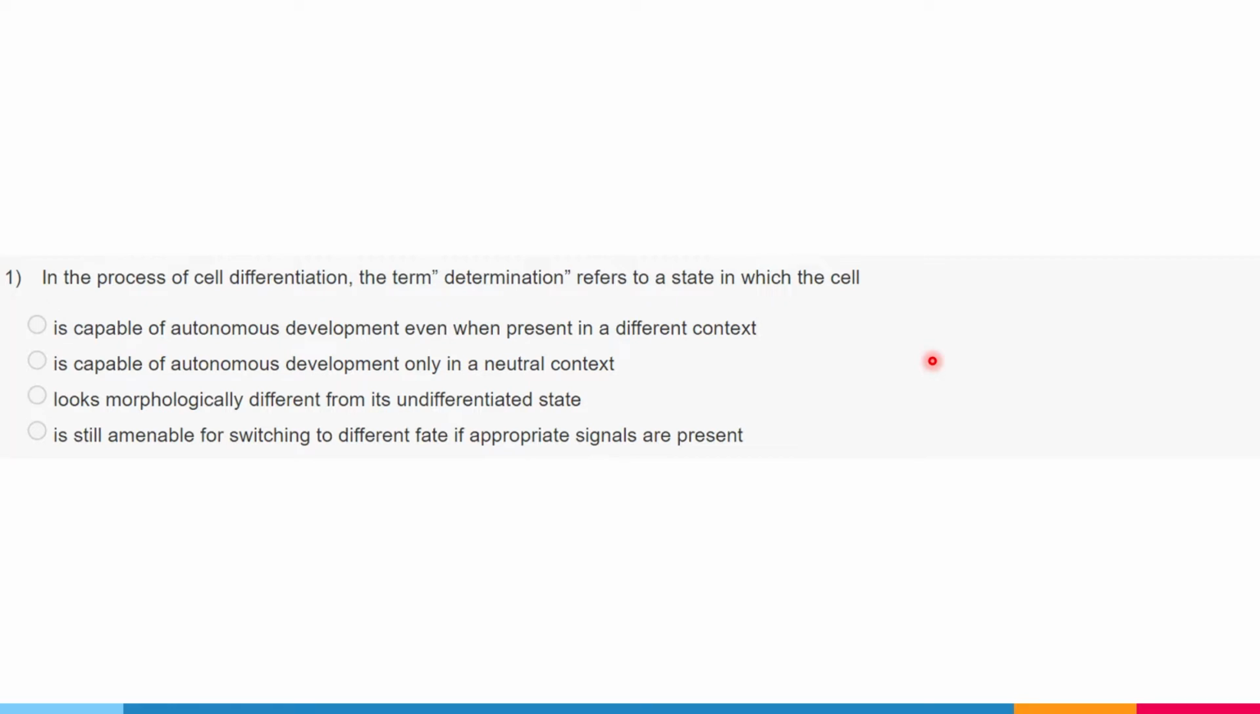So we'll start right off with the first question, which is: in the process of cell differentiation, the term determination refers to a state in which the cell is. There are four options: it is capable of autonomous development even when present in a different context; it is capable of autonomous development only in a neutral context; it looks morphogenically different from its undifferentiated state; and it is still amenable to switching to a different fate if appropriate signals are present.